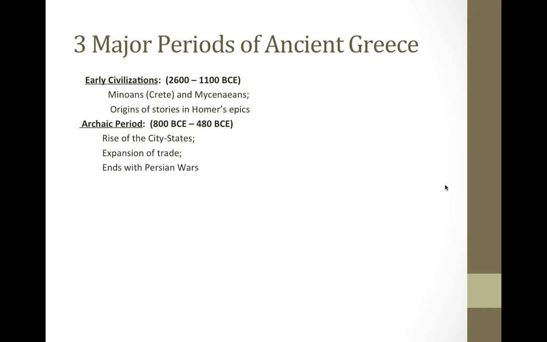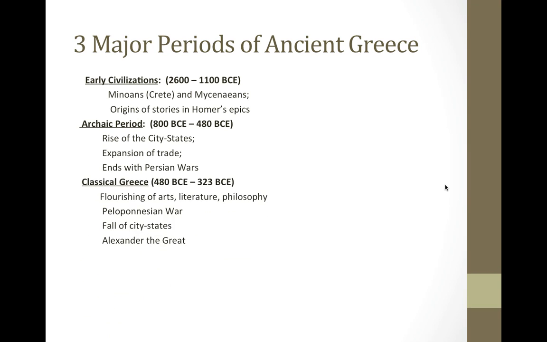The Archaic period ends with the first of the two really epic conflicts in the history of ancient Greece that we'll touch upon. It was the Persian Wars. The Persian Empire tried, unsuccessfully, to invade and conquer the Greeks starting around 480 BCE. And then you have what is called the classical period. The classical period in Greece is the period about which people usually know the most. This is when a lot of Greek art and literature and philosophy really began to flourish.